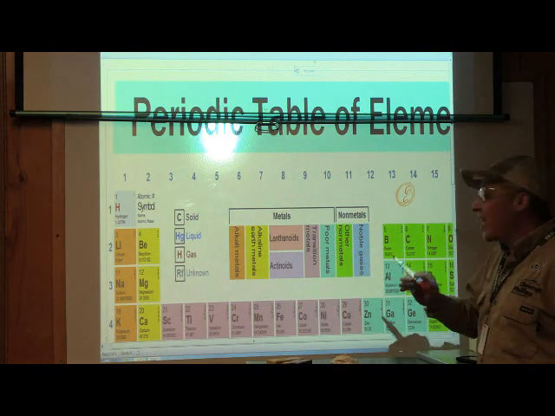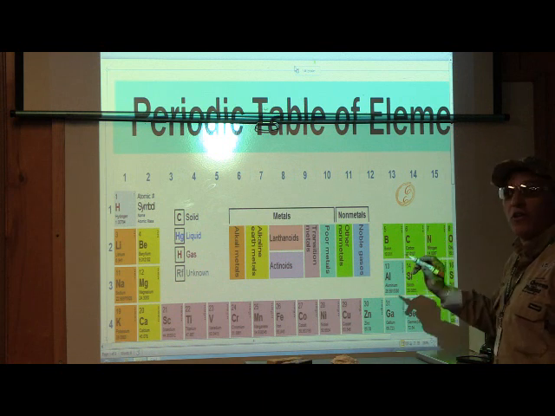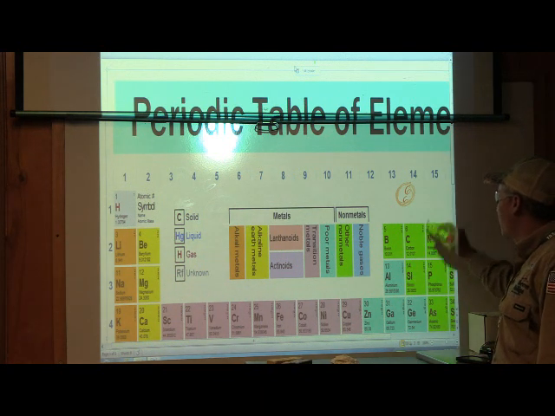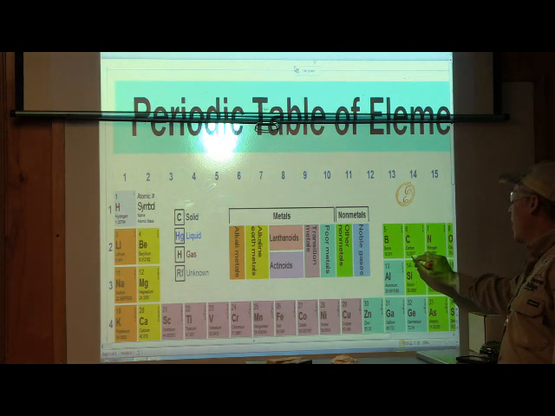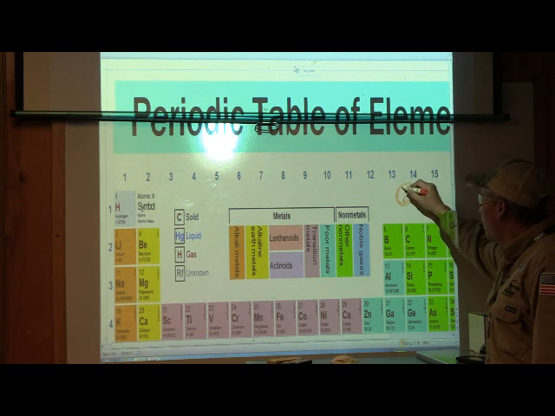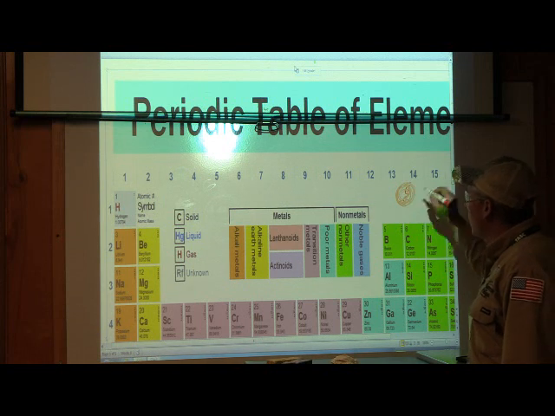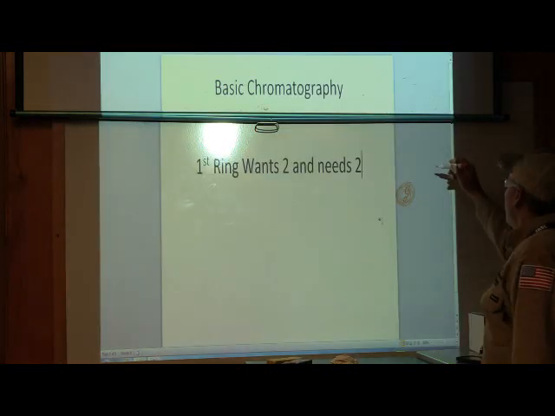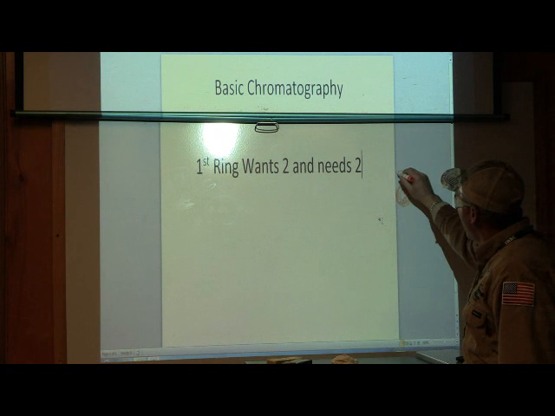The weight of the atom, though, is made up in the nucleus of the protons and the neutrons. And when we're talking about carbon, it has an atomic weight of 12. We're going to have 6 protons, 6 neutrons, making our nucleus. So we're going to have 6 electrons.